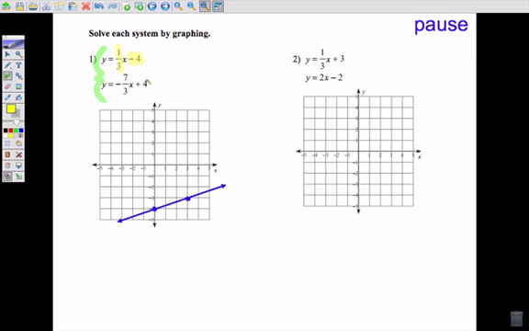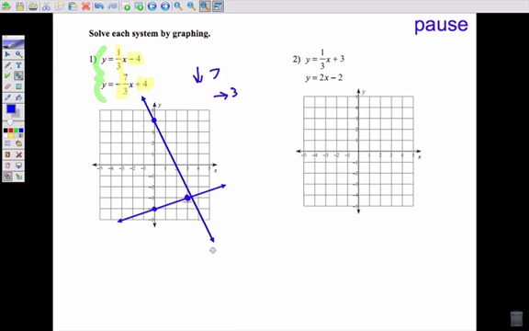My next one, I'm going to start here at 4. So start up here at 4. And then the slope is negative 7 over 3. So that means go down 7 and to the right 3. So go down 1, 2, 3, 4, 5, 6, 7. 1, 2, 3. So this point is also on this line.